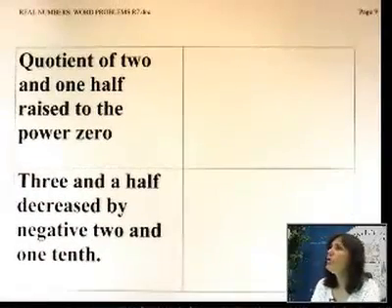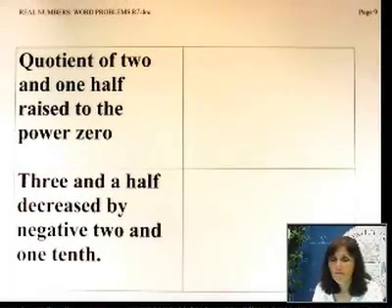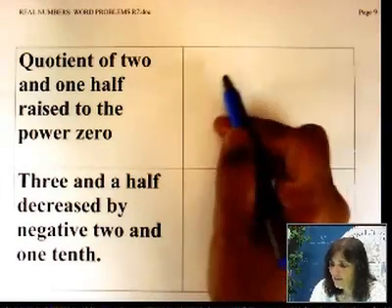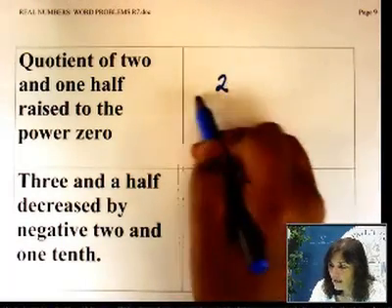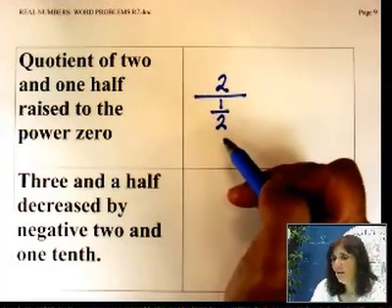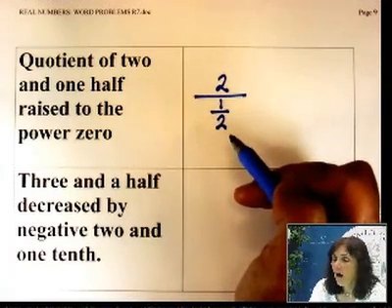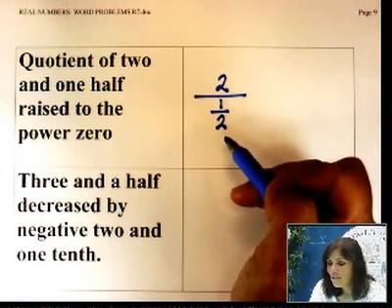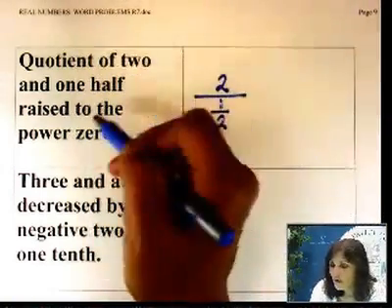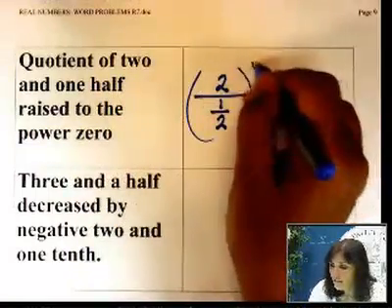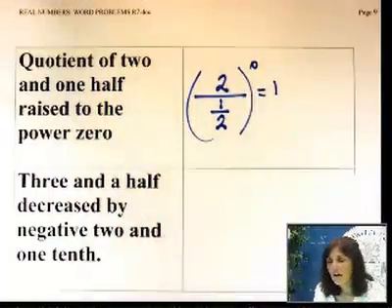Okay. Quotient of 2.5 raised to the power of 0. What does that mean? Quotient of 2 and 1/2 raised to the power of 0. This one can be interpreted two different ways. So if I go quotient of 2 and 1/2, the whole thing raised to the power of 0, that's going to give me 1.